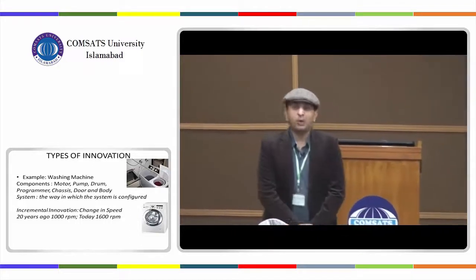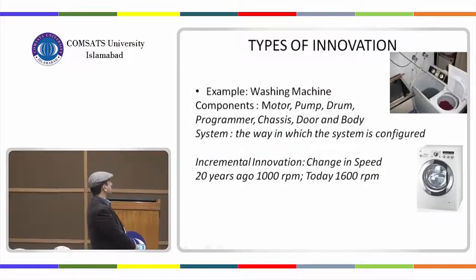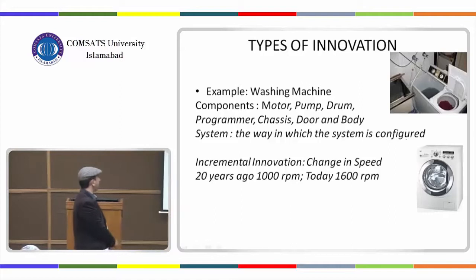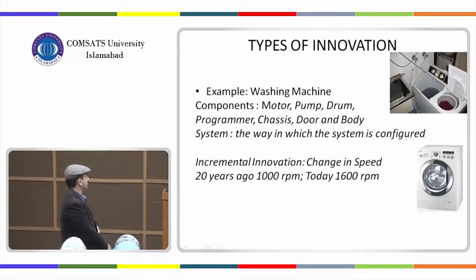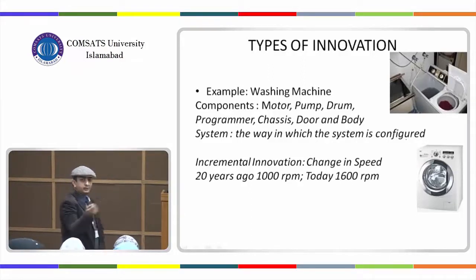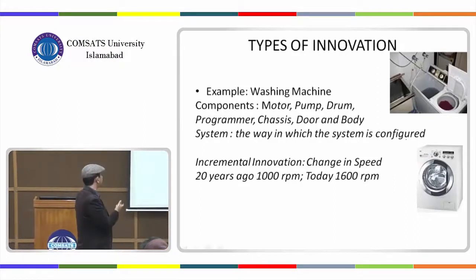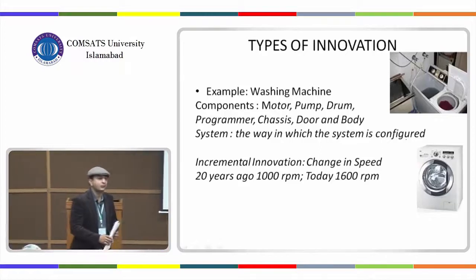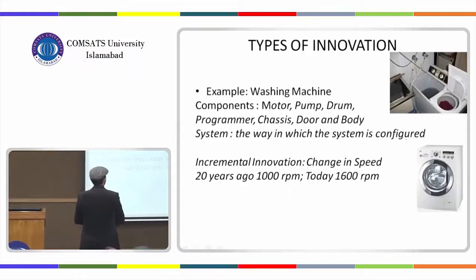Earlier we discussed ball pen. Now let's talk about washing machine. The components include what? Motor, pump. What else? Dryer. We have dryer nowadays. Okay. And pipe. Programmer, through which you can set the time. Chassis, door and body. And system is the way in which these components are configured.